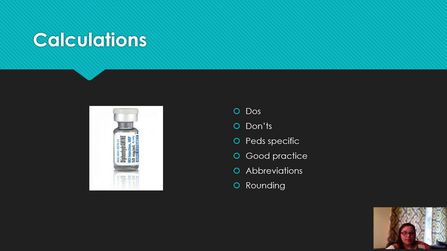everything's weight-based. And we're going to talk about here in the next slide, because this always trips everybody up. In peds, there's going to be a dosing weight, and we're going to talk about what that means. So good practice is a combination of all those things above. Using the right abbreviations, making sure your units are clearly labeled, having your decimal in the right place, and rounding.